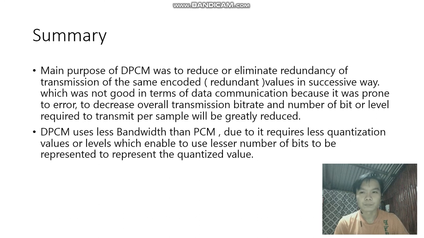Then the summary. The main purpose of DPCM was to reduce or eliminate the redundancy of transmitting the same encoded redundant values in successive ways, which was not good in terms of data communication because it was prone to error. To decrease the overall transmission bit rate, the number of bit levels required to transmit per sample will be greatly reduced. DPCM uses less bandwidth than PCM because it requires fewer quantization values or levels, which enables the use of a lesser number of bits to represent the quantized value.